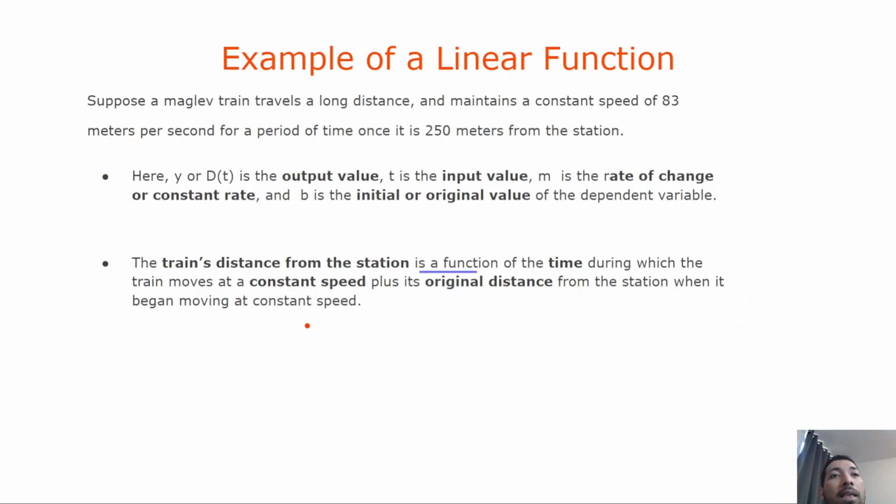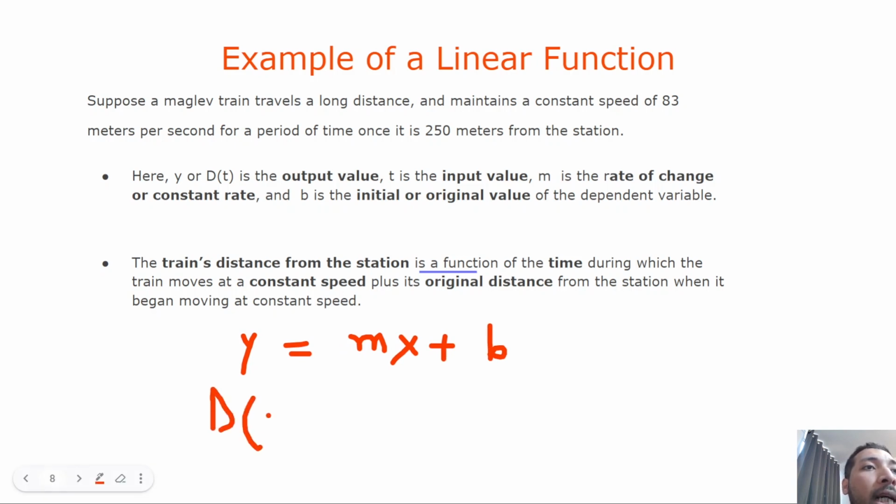Now let's see how we can combine this word form and the equation form together to create a linear function. For this, we'll be using y or d of t as the output value. So we have y equals mx plus b as the main equation form. Now for the output value, we can use d of t. Remember, d of t is representing the train's distance from the station. Since the train's distance from the station is a function of time, we can use this independent variable as t.